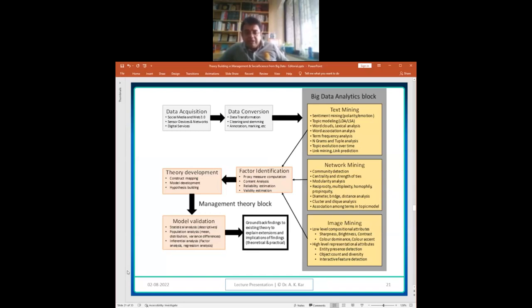We have operational measures, and typically if it is text mining based data, we'll go with a bag of words, we'll go with specific types of keywords which are representing that factor or construct. And after we do that, then we go to the validation of the model using some statistical measure, and then ground our findings back to the theory, saying that, okay, this is what we knew about the phenomenon earlier, and this is what we did not know about the phenomenon earlier.